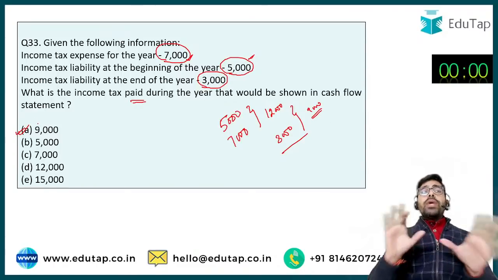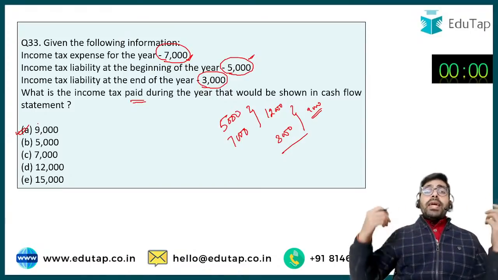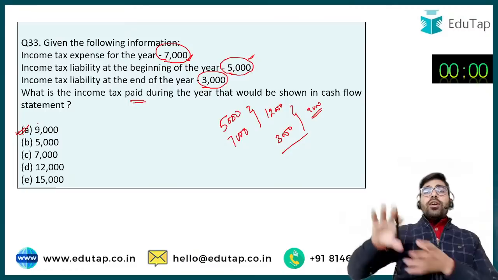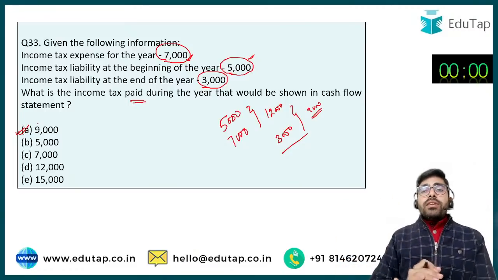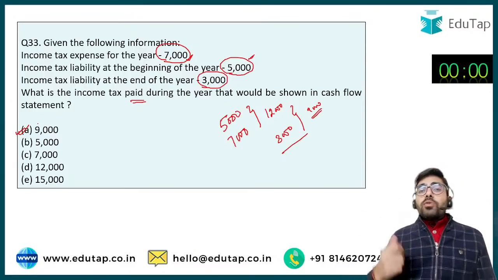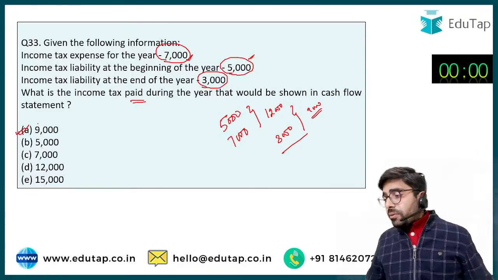So similarly you can relate it to the income tax expense. Opening balance, we had to pay income tax of 5,000; at the end of the year, 3,000 is to be paid. Our expense for this year was 7,000. So this difference of 9,000 is going to be the income tax paid during the year. So this is how you can relate to it.